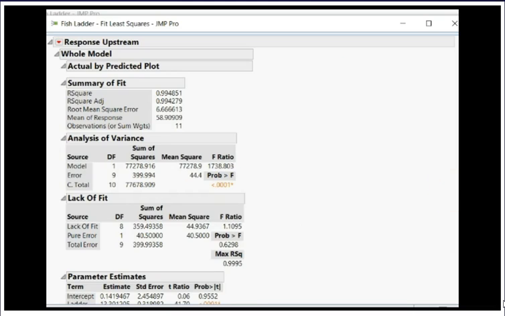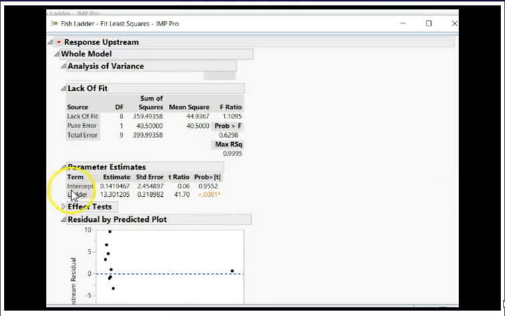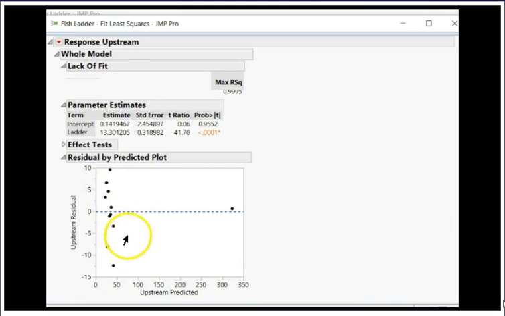If we come down to the parameter estimates, this is actually where the equation is held. So here is the intercept right here. That's our beta naught, 0.14. And then here is beta 1, that coefficient or the slope term that we use to multiply by our ladder count in order to make the prediction that we want. JMP also gives us that residual plot, so we can look and see if we have any outliers.